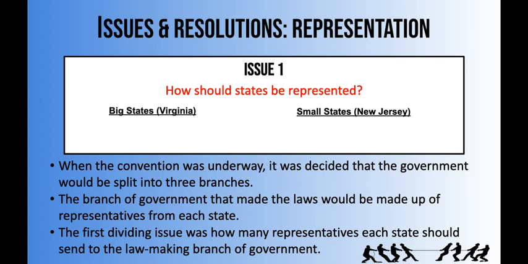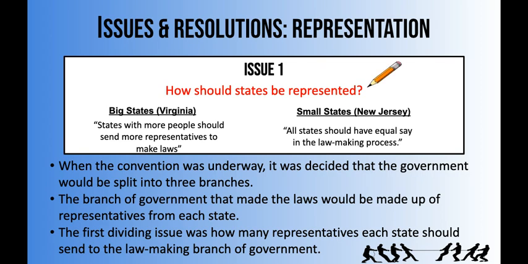Well, there were 2 big opinions. There were big states, like Virginia. Big states mean that they have a lot of population, a lot of people. And they wanted the states with more people to send more representatives to make the laws. The smaller states, and when we say small states, we're talking about ones with less population, said that all states should have an equal say in the lawmaking process. So what do we do? Do we represent based on population, or does every state get an equal number of representatives?